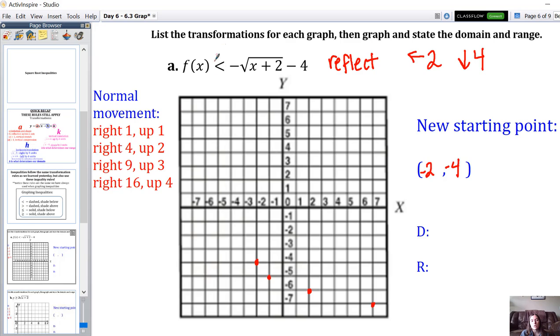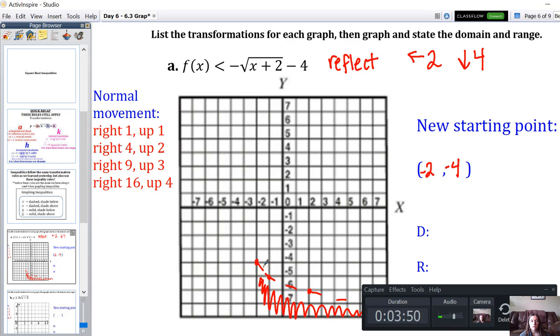Now is where we pay attention to our sign. We have strictly less than, so we're going to use dashed lines to graph. And it's less than, so we're going to shade everything that is directly below our graph, just below the graph. So that's going to be everything directly underneath that dashed line. Nothing above it, nothing that's like outside of it, just directly below.